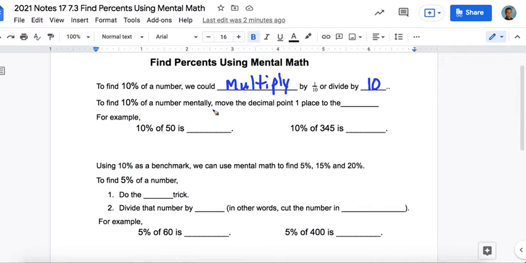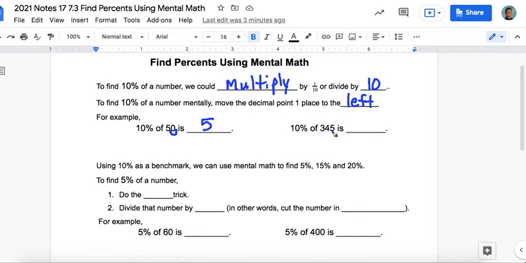So to find 10% of a number mentally, we can just move the decimal point one place to the left. That's what happens when we divide a number by 10. It just moves the decimal point one place to the left. For example, 10% of 50. Since 50 doesn't have a decimal, we know that it's really at the end of the number, so it's right here. So if we move it one place to the left, this would be 5.0 or just 5. So 10% of 50 is just 5.